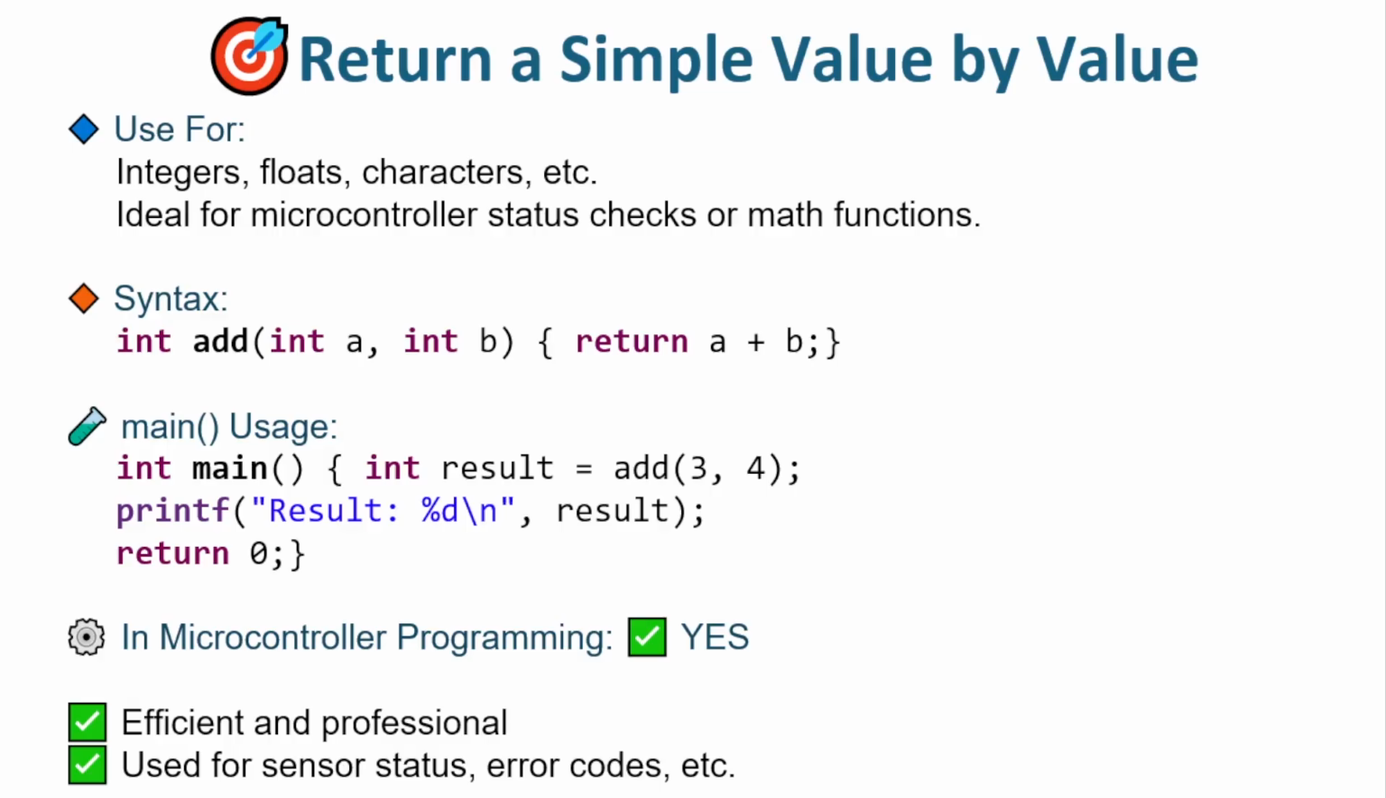Used for integers, floats, characters, etc. Ideal for microcontroller status check or math function. Syntax: int add two variable int a and b, return a plus b. Main usage: how we use this kind of function in main function. In microcontroller programming, yes, we can use it. Efficient and professional, used for sensor status, error code, or etc.